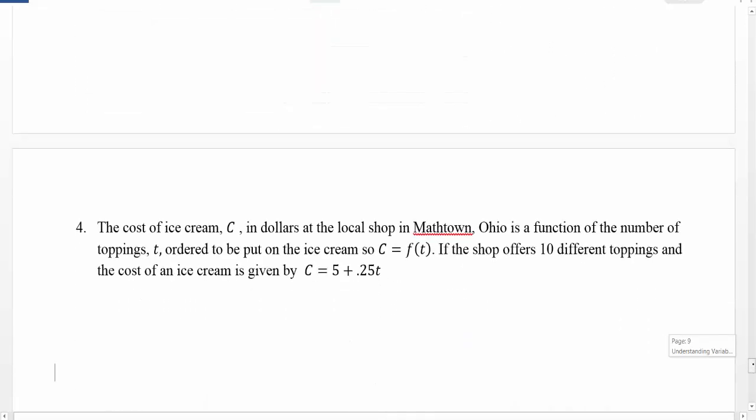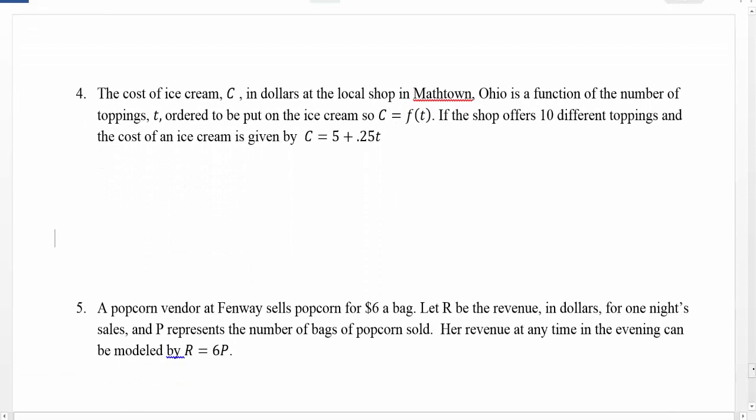Finally, I want to look at some word problems and determine if I can figure out where they are increasing or decreasing. So let's start with the ice cream shop. Remember, the cost of our ice cream is given by C equals 5 plus 0.25t. And so here, my t values are going to vary from 0 to 10. So if I plug in 0, I get C equals 5. If I plug in 1, I get C equals 5.25. Remember, we did this with domain and range. So then, if I plug in t equals 3, I'm going to get 5.75, so on and so forth.